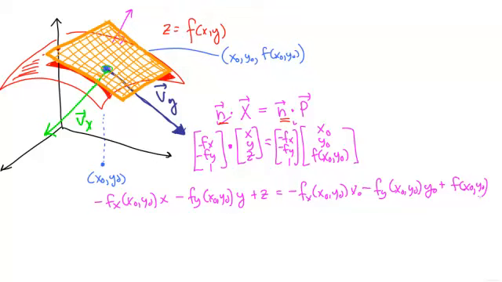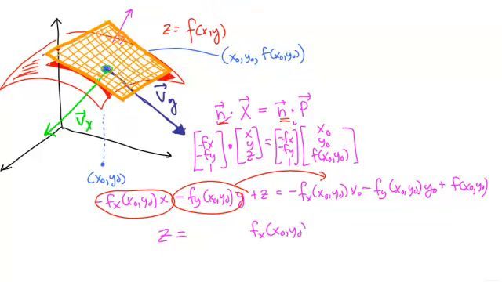Now, I'm going to make one slight change right here. I'm going to move these two pieces over to the side. So the left-hand side will just read z equals. When we move this piece over to the left-hand side, we're going to have f sub x at x naught, y naught times x minus f sub x at x naught, y naught times x naught, which is just the derivative of f at x naught, y naught times x minus x naught. Similarly, we're going to have the derivative of f with respect to y at x naught, y naught times y minus y naught. I've been leaving off this guy right here, which I'm simply going to move to the front, and I'll write this as f of x naught, y naught.